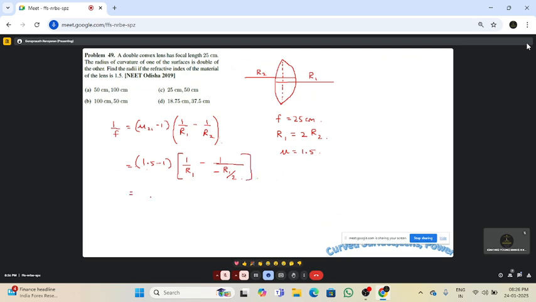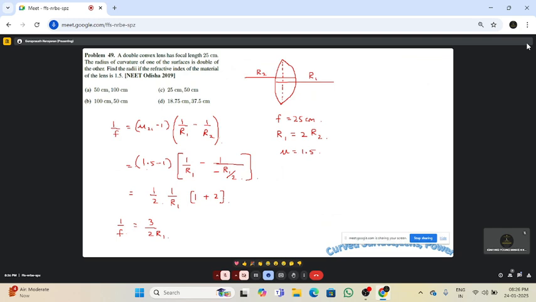I will get 0.5. 0.5 is nothing but 1 by 2. R1 minus of minus plus, here R1 I can take out commonly. I will get 1 here, minus of minus plus. This 2 will go to the top. So that means I'll get 3 by 2 R1, equal to 1 by F.